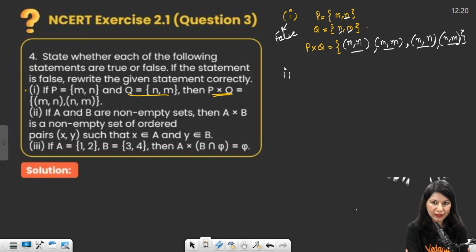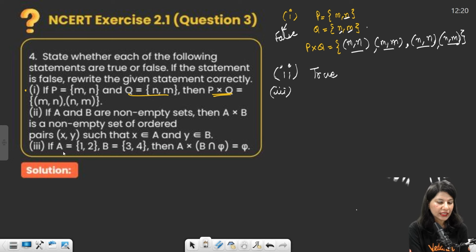Second statement. If A and B are non-empty sets, then A cross B is a non-empty set of ordered pairs (x, y) such that x belongs to A and y belongs to B, I guess. This statement looks true. If it is true, then obviously we don't need to write the correct one.